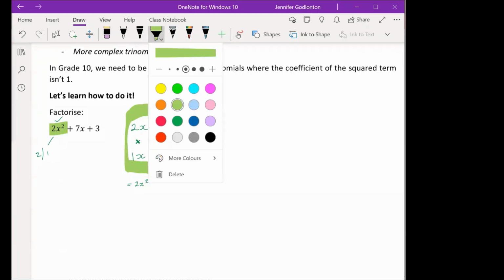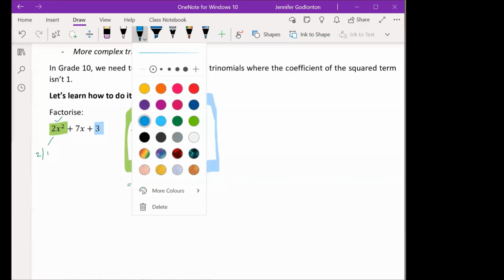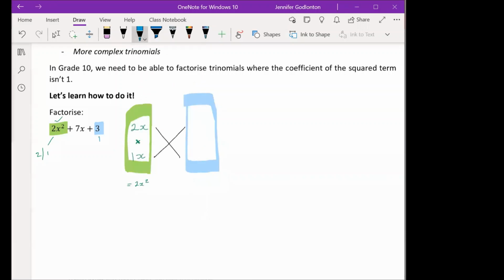Next part, we need to figure out what is going to go over here, and we determine those numbers with our constant. Okay, now again, we were lucky. 3 is a prime number. Highlighter. 3 is a prime number. So the only thing I can split 3 up with is 3 and 1. Okay, but now I need to try and figure out where they're going to go.